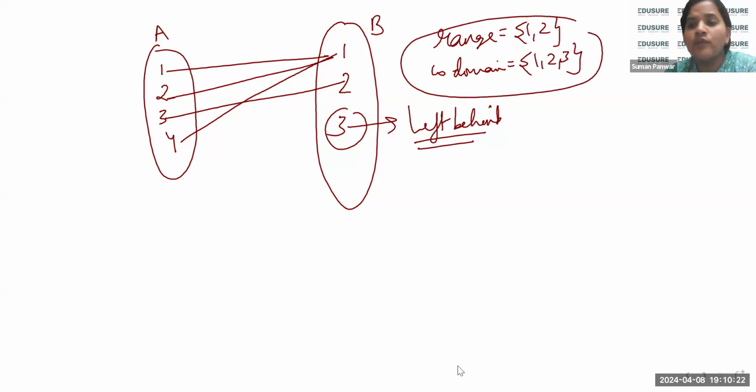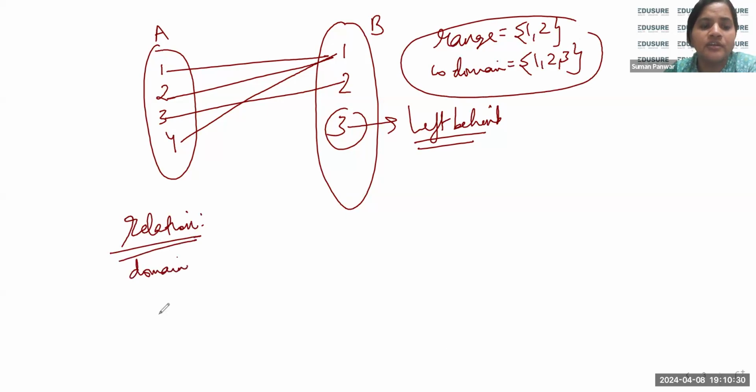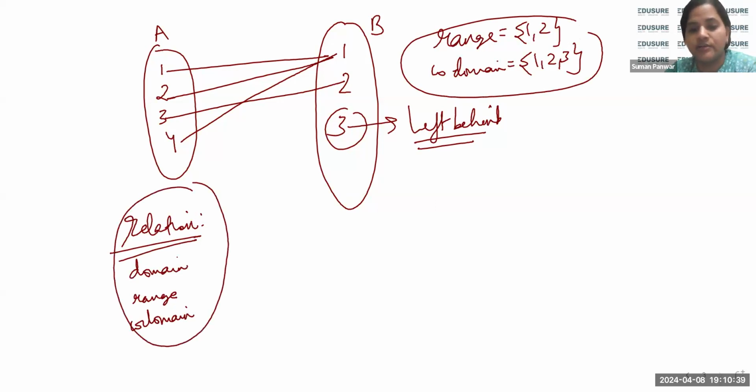So till now, we have seen what a relationship is, what a relation is, what the domain of a relation is, what the range of a relation is, and what the codomain of a relation is. These are the basics of a relation.